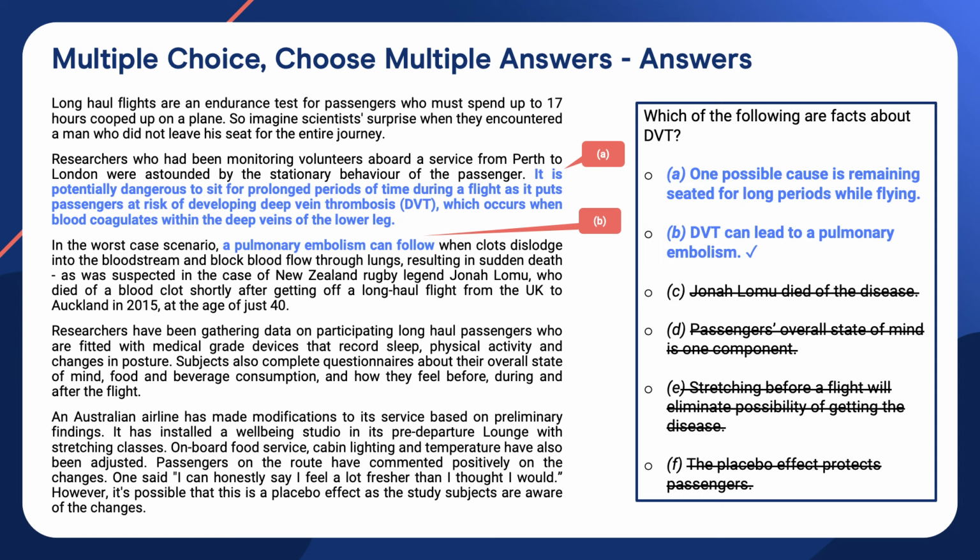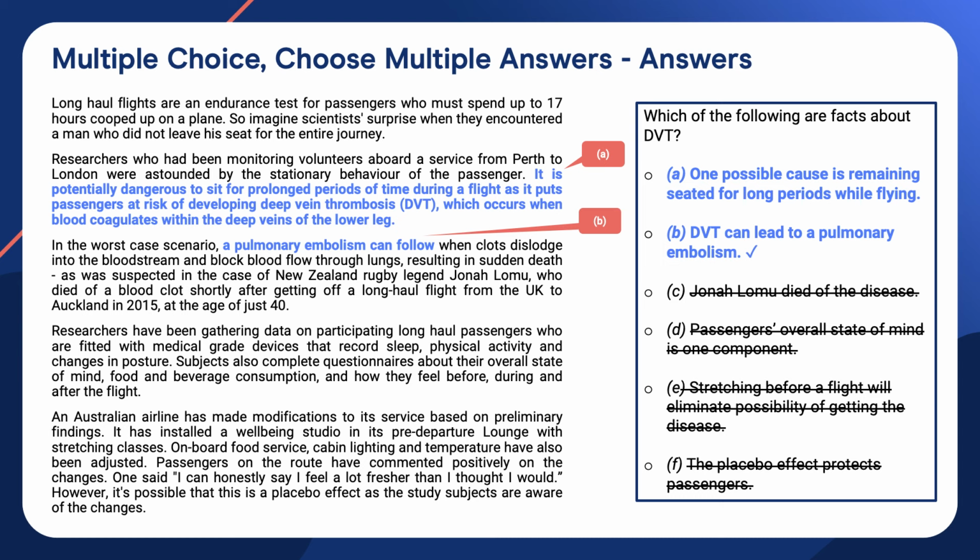It says, one possible cause is remaining seated for long periods while flying. Now, there is a part of the text that says, it is potentially dangerous to sit for prolonged periods of time during a flight as it puts passengers at risk of developing deep vein thrombosis, DVT. So, these 2 statements, the answer option and this sentence, say the same thing. They use different words or synonyms to say the same thing. Let's check answer option B.